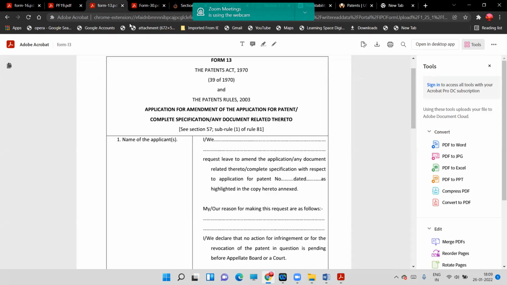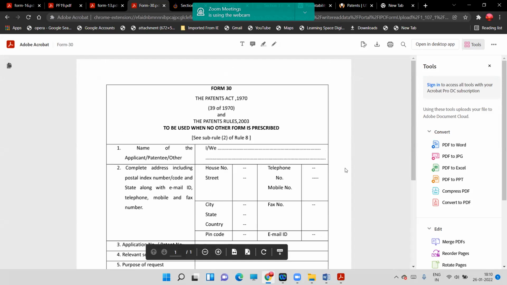आपको फॉर्म 13 का पता चल गया ना कि क्या है फॉर्म 13? The section related to it, ma'am, is section 57. Okay. Yes, ma'am. And form 30.